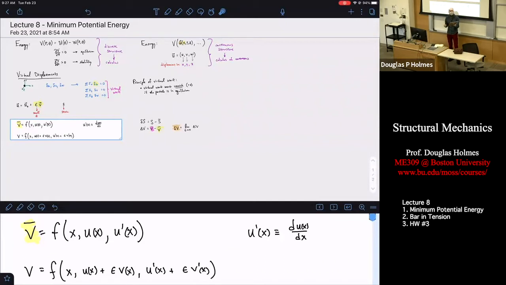You'll notice that I didn't perturb the coordinate system here. This is 99 times out of 100 the way you would handle a problem like this. There are certain exceptions where you might perturb x, but they're rare. We don't need to worry about them for right now. So for the most part, when you perturb the total potential energy, you leave the coordinate system alone and you perturb the fields, the displacement fields.